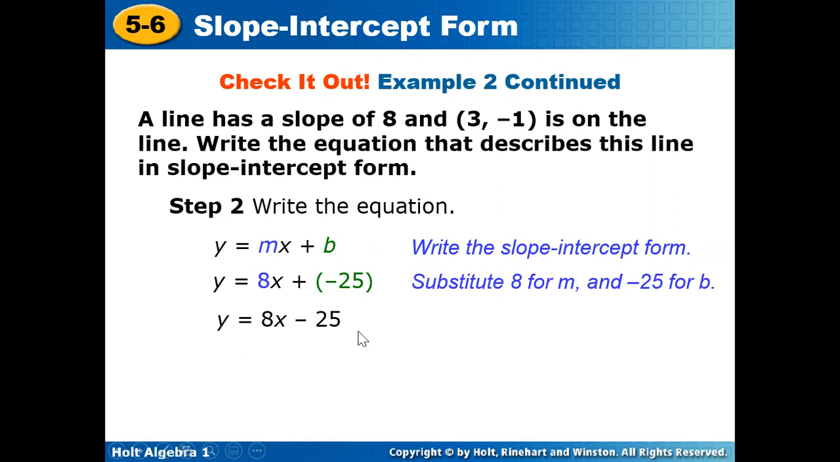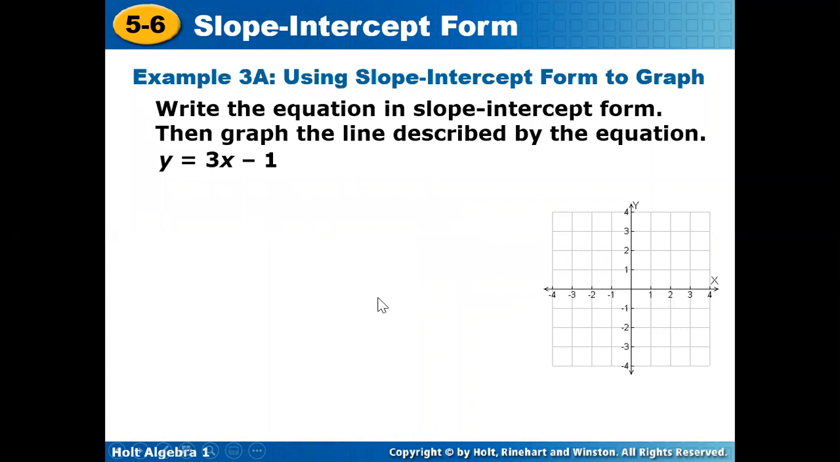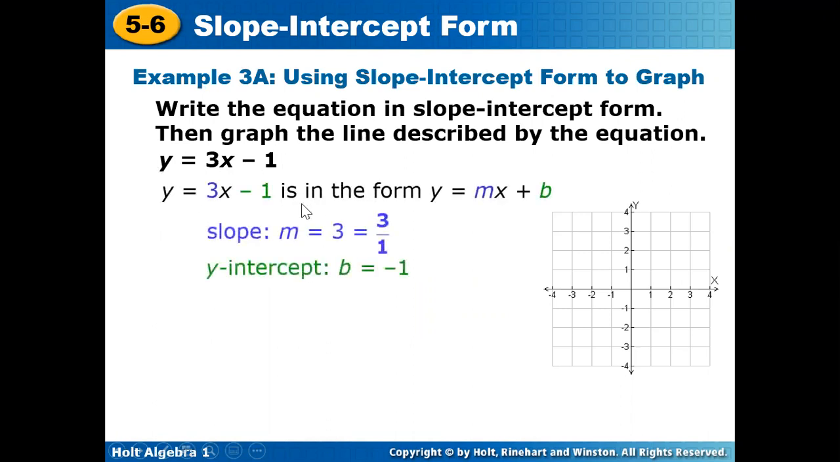Y equals 8x minus 25. So here we go. Y equals 3x minus 1. Finishing up here, okay, so y equals 3x minus 1, right? So you know that your slope is 3, which is 3 over 1. You know that your y-intercept is -1.